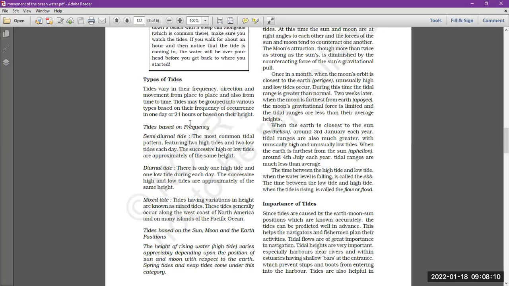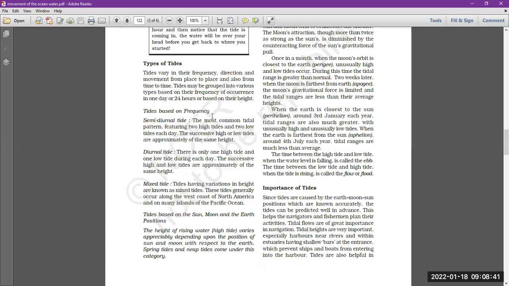Now let's discuss the types of tides. So tides, as we already discussed, the magnitude and intensity of the tides are affected, are not the same. So tides vary in their frequency, they vary in direction and movement from one place to another, and also from time to time. So tides may be grouped into various types based on their frequency of occurrence in one day or 24 hours or based on their height.